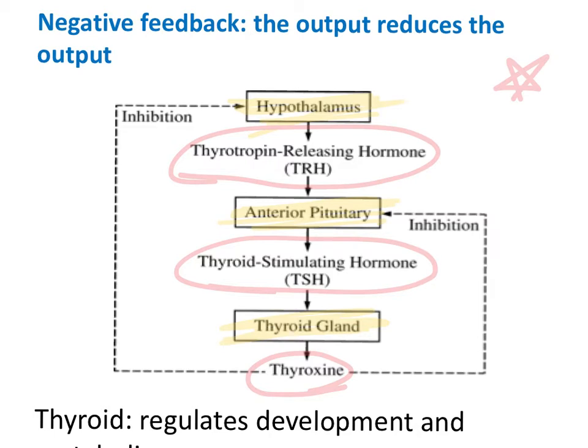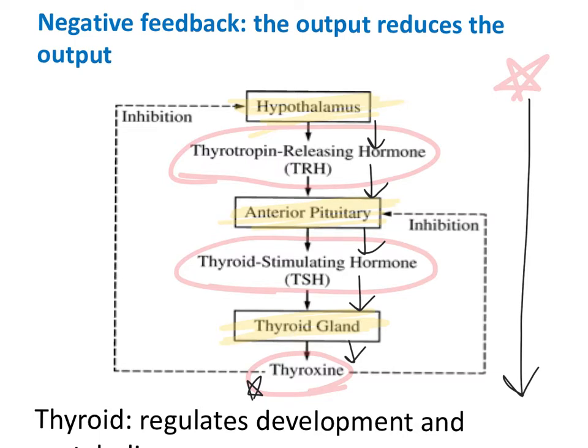Once this pathway begins, it only ends at thyroxine. So once my hypothalamus releases TRH, that then tells the pituitary to make TSH, which tells the thyroid gland to make thyroxine. So once my pathway starts, it goes to completion. The end product is the only one that can shut off the pathway.